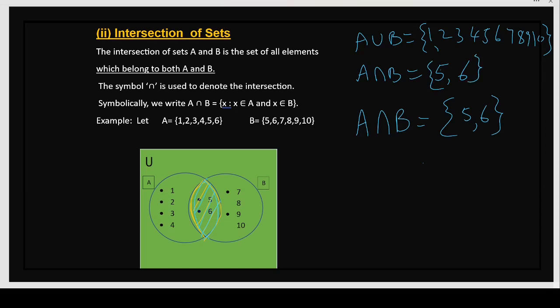Let us see another example. A is 1, 2. B is 3, 4. What is A union B?